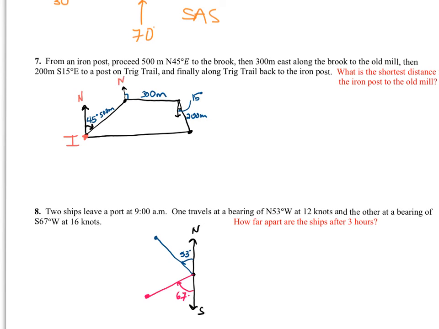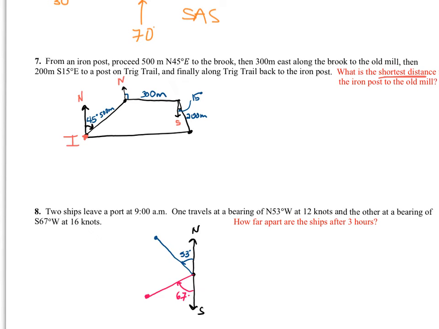I'm going to draw another north here, 300 meters till we get to the old mill. Then we go south 15 degrees east, so I'm just going to write that little S right there for south, 15 degrees east till we get to Trigg Trail. And finally along Trigg Trail back to the iron post. So having everything labeled the way I do is going to be helpful as we try to figure out how to solve the problem. It says, what is the shortest distance from the iron post to the old mill?